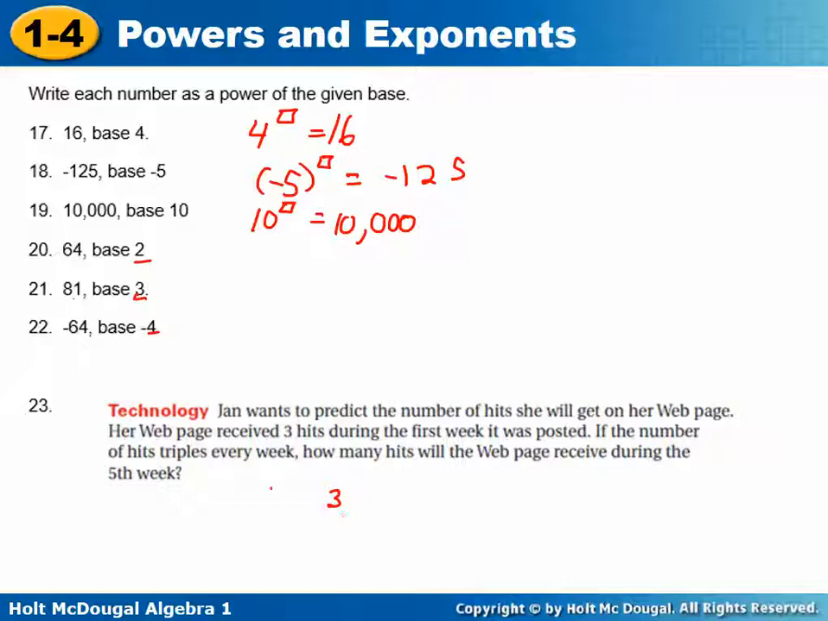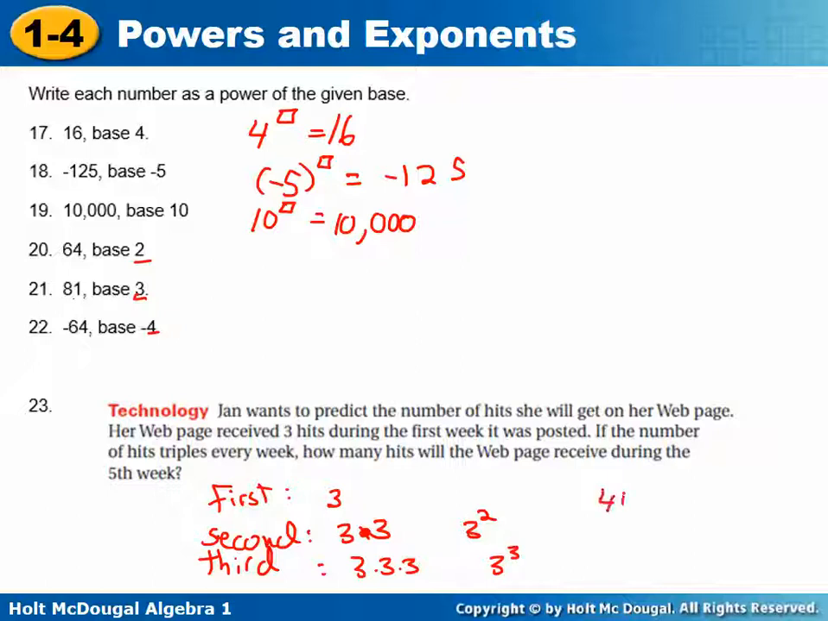So let's look at this. If in the first week, let's just write out a little table. This is the first week. Now it triples. That means it's times 3. So for the second week, it would be 3 times 3, or you could write that as 3 squared. In the third week, that's going to triple. So we take 3 times 3, we need another 3, or that's the same as 3 cubed.